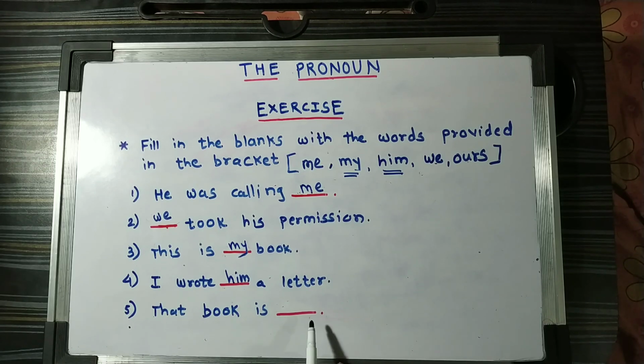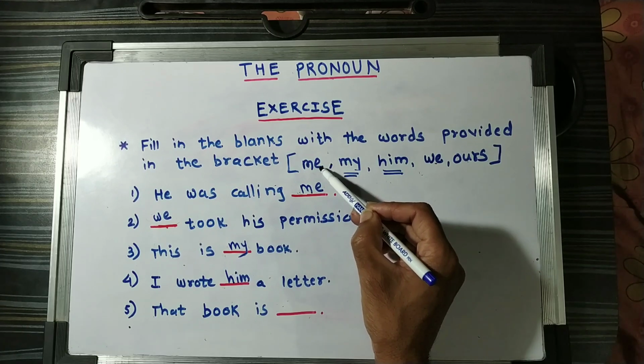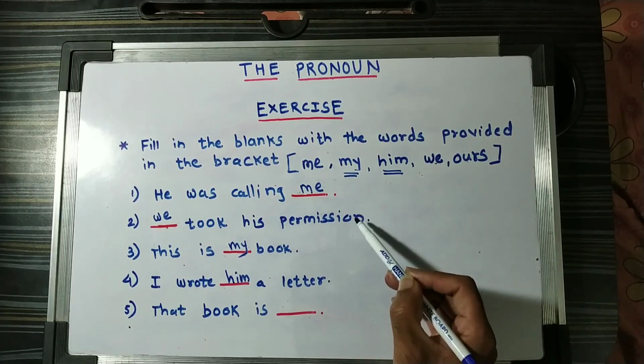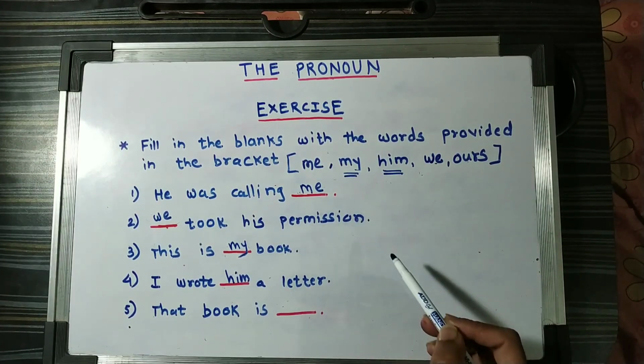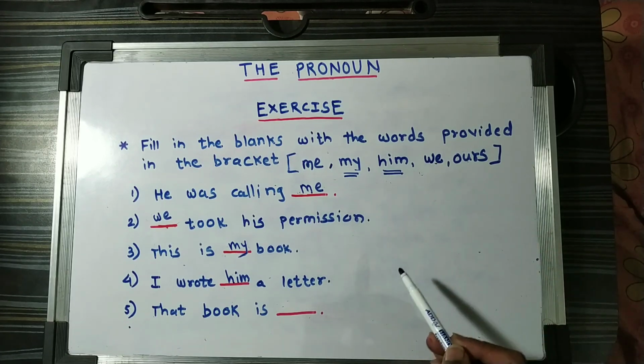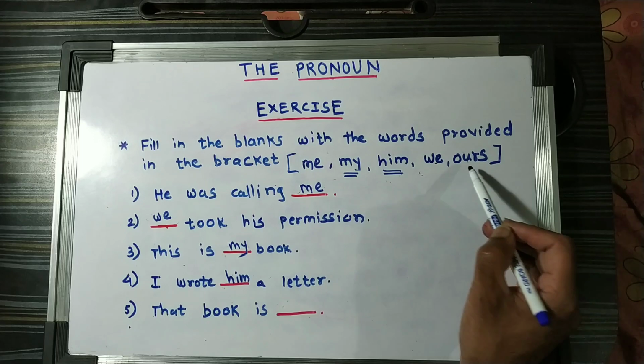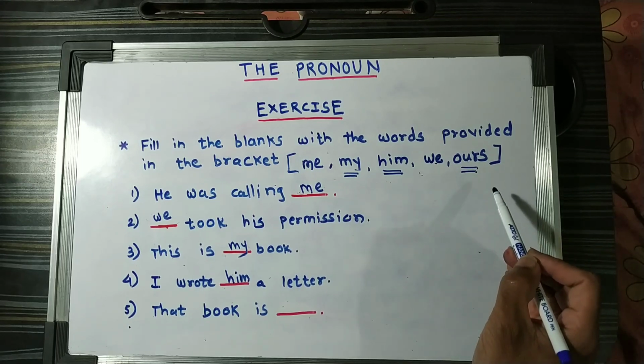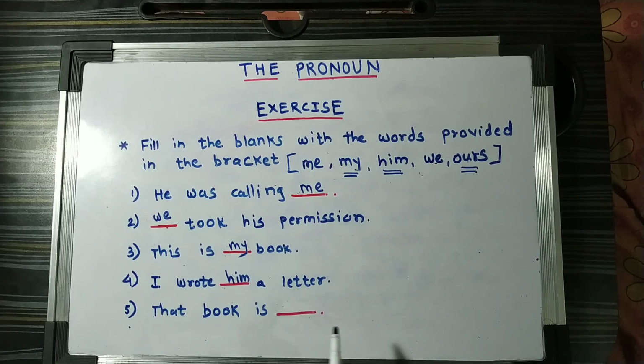Now next one. This book is dash. This book is me, not possible. This book is my, not possible. This book is him, not possible. This book is we, not possible. This book is ours. Yes, this word is fitting and it is serving the purpose. This book is ours. So meaning is getting clear, and here we have got the answers of all the questions successfully.